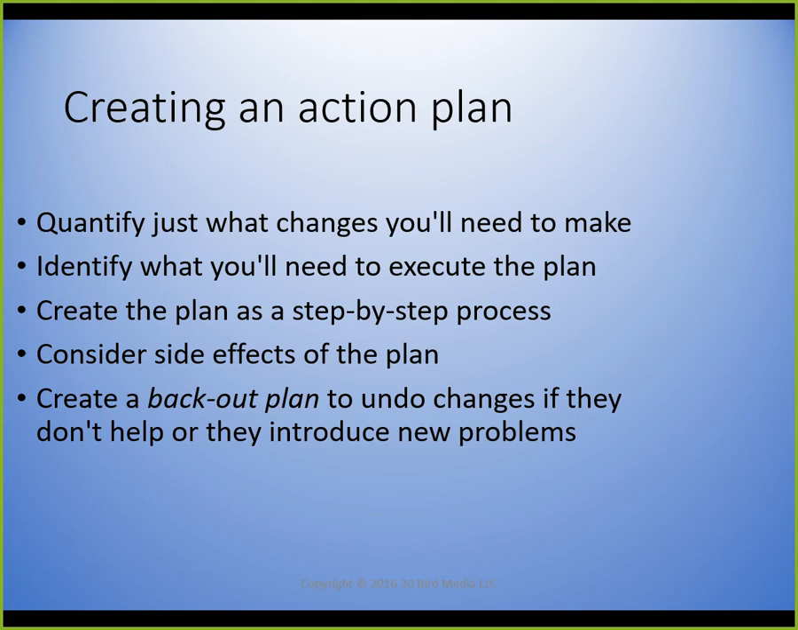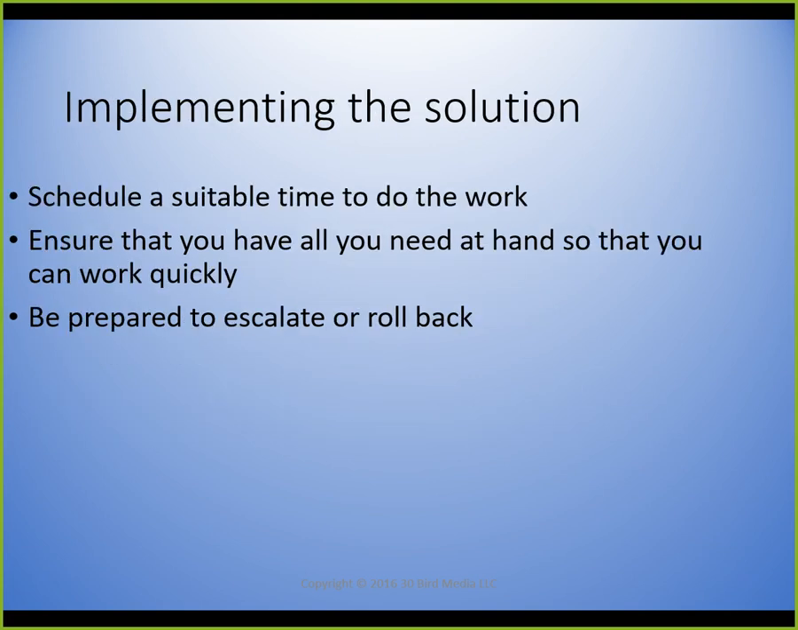An action plan: quantify what changes we need to make and identify what we'll need to execute. Create the plan. Consider the side effects of the plan. Create a backout plan. We had some folks that worked at Advanced Auto, and when they wanted to make changes, they did it all with scripting. But before they could run their scripts, they had to have a script that would undo any changes that they made. So have a backup plan. If it doesn't work, we need to be able to get out of this thing. So, backup plans.